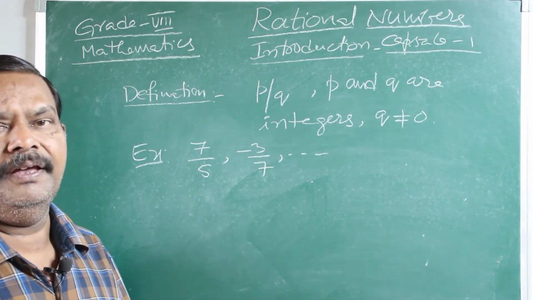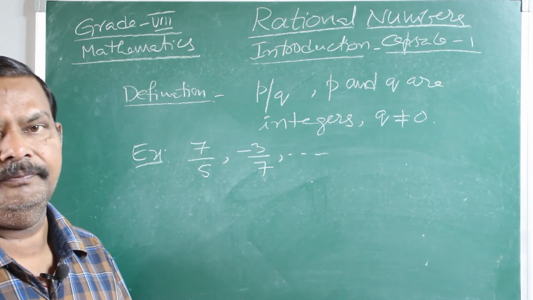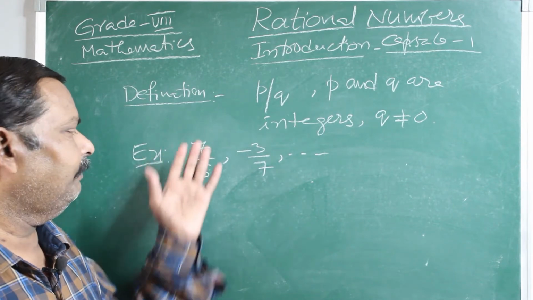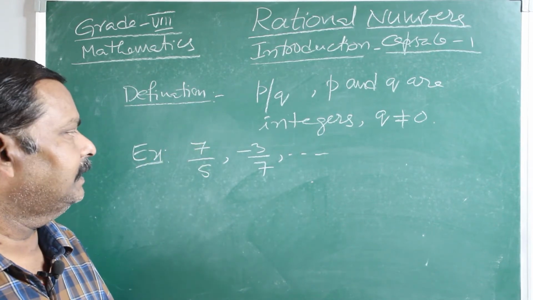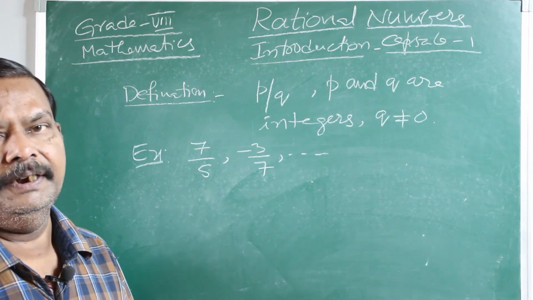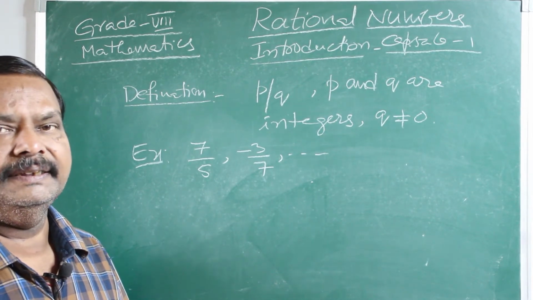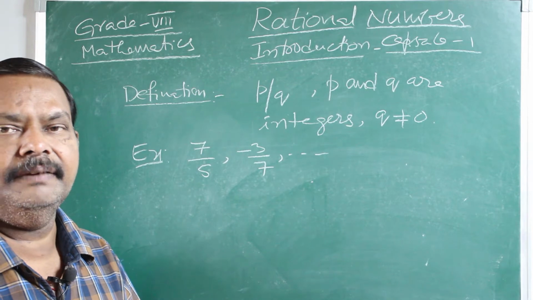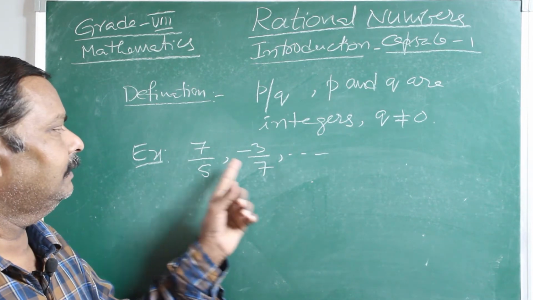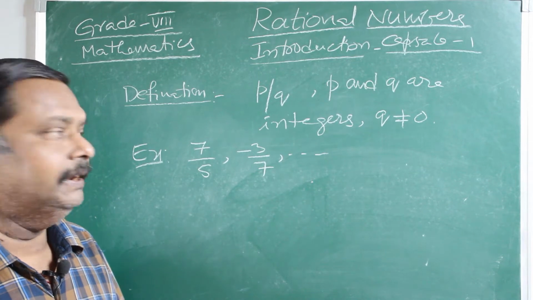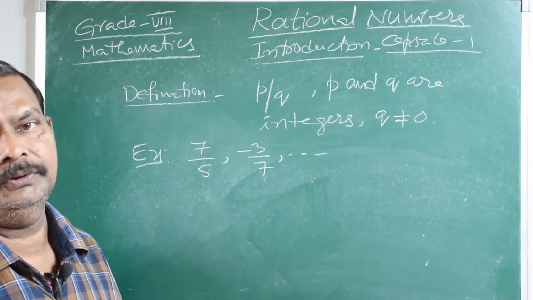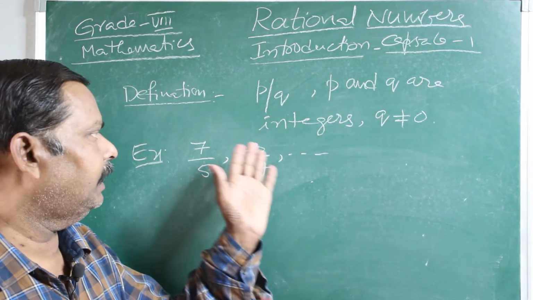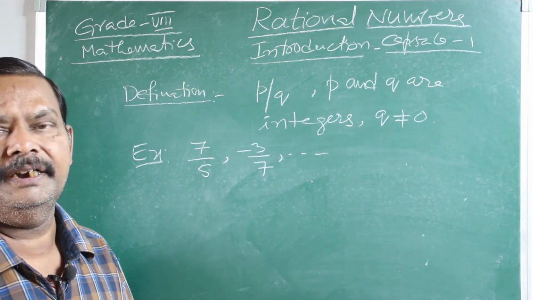The first number in the example I have given is 7 by 5. 7 is an integer, 5 is also an integer. So 7 by 5 is a rational number. At the same time, minus 3 by 7. Minus 3 is an integer, 7 is also another integer. So minus 3 by 7 is a rational number. This is a positive rational number, and this is a negative rational number. In the denominator, there should not be 0. Okay, this is the information about rational numbers.